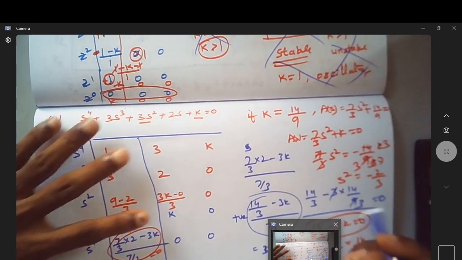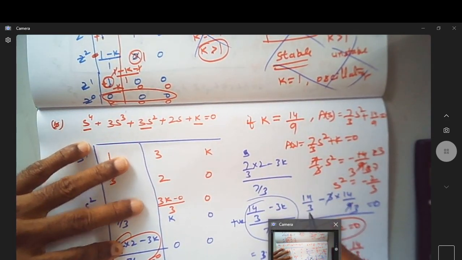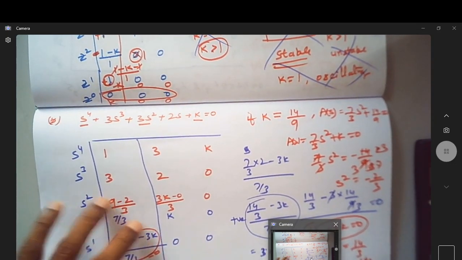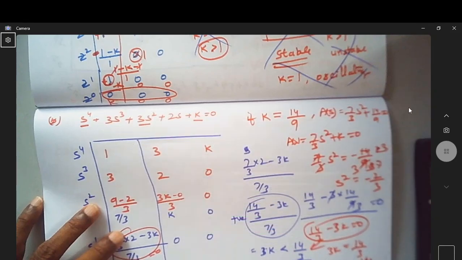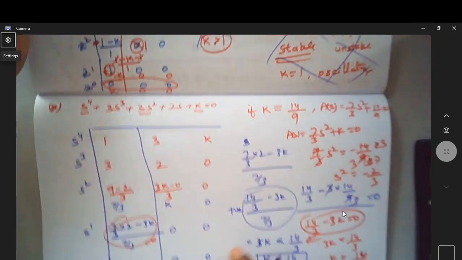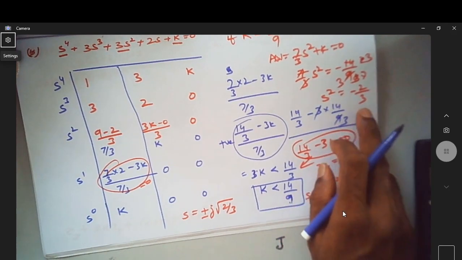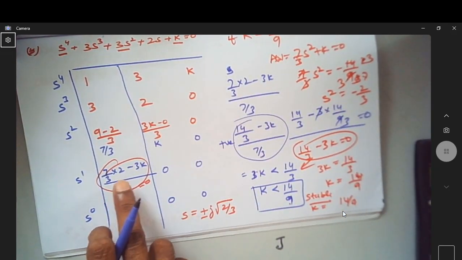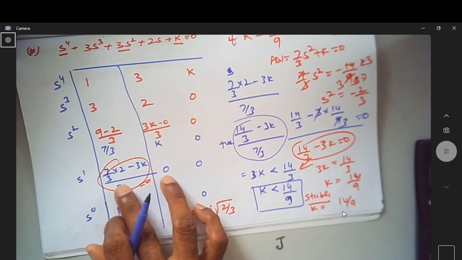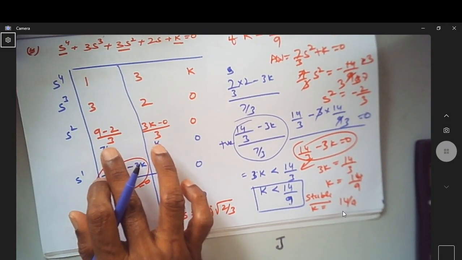So what I have is, okay, that's what you have here. Let me just go back. So now if the value of k is 14 by 9, then this will end up with 0 0 0, then the system is oscillatory. The system is oscillatory, you have an auxiliary equation.